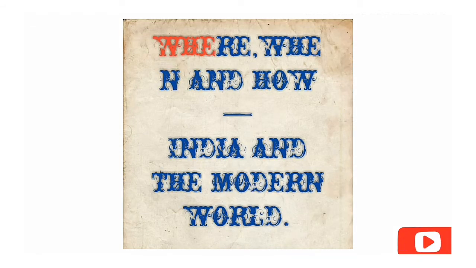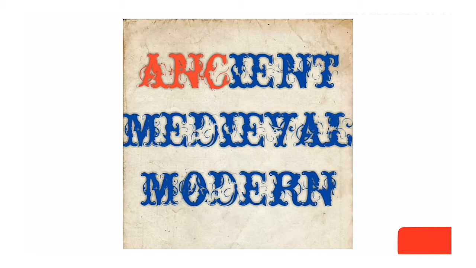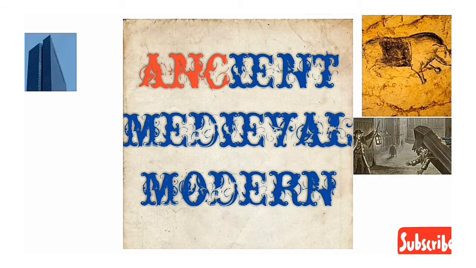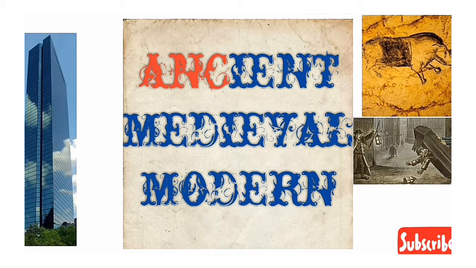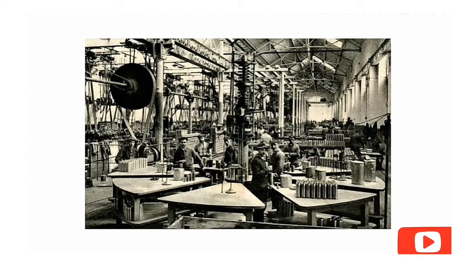So let's start. Basically, history is divided into three periods: ancient, medieval and modern. In this lesson we are going to talk about the modern age. The features of the modern age are industrialization, which means large scale production of goods using machines in factories.